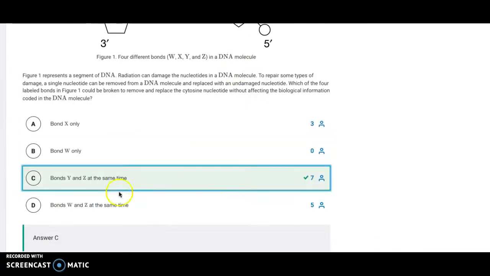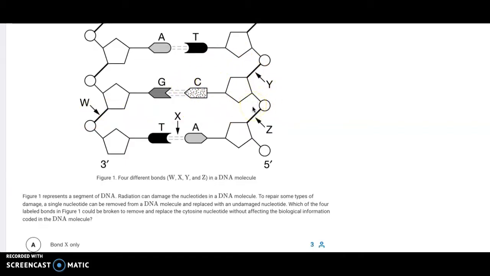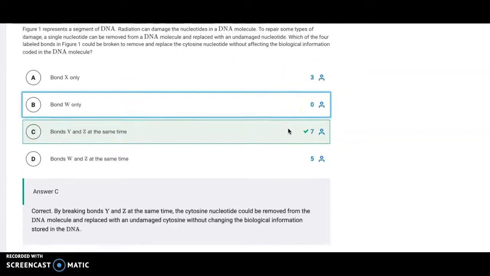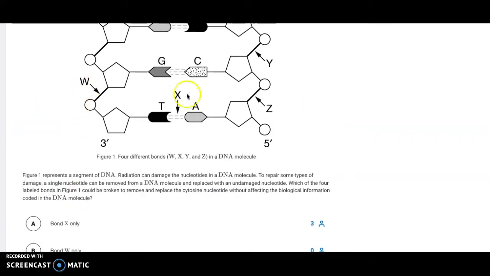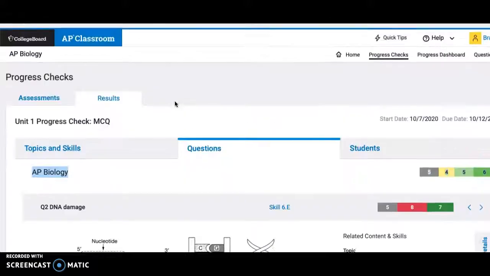In either case, some of you said bonds W and Z at the same time. If you cut W and cut Z, that would remove this whole line, this whole layer here, but would not allow the cytosine to be cut out, because the cytosine would still be contained within the DNA double helix. The key here is it says without affecting the biological information. If you cut here and here, you're going to remove a T and an A, and that would change the biological information. Whereas if you just cut this C out and put a new C in, it won't. Okay.